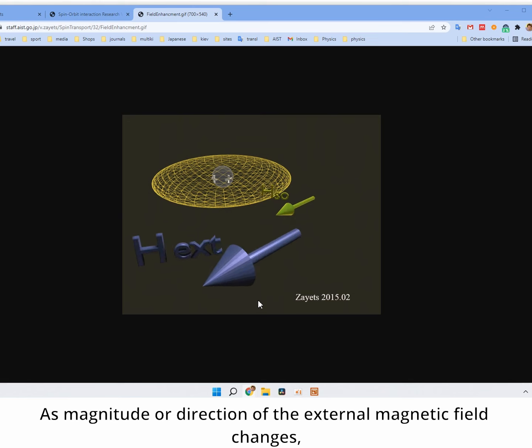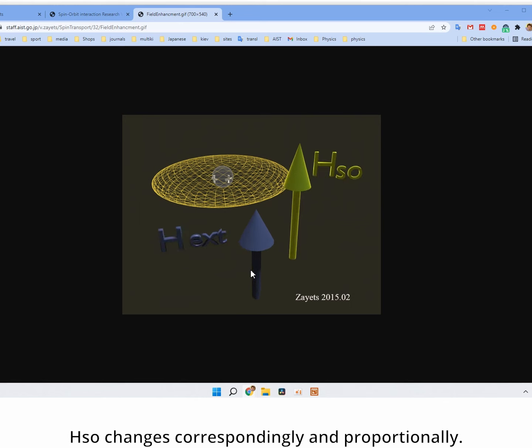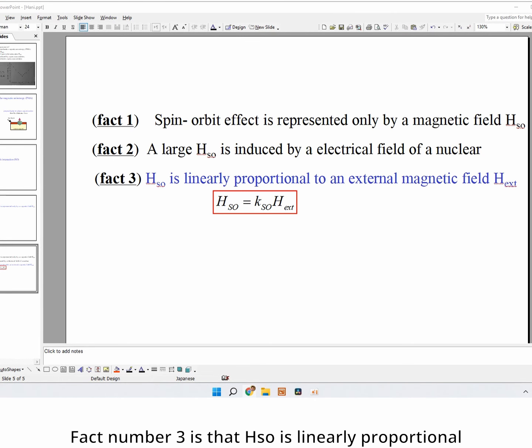As magnitude or direction of the external magnetic field changes, the magnetic field of spin-orbit interaction changes correspondingly and proportionally. Fact number 3 is that the magnetic field of spin-orbit interaction is linearly proportional to the external magnetic field. The proportionality coefficient is called the coefficient of the spin-orbit interaction. In the following video, I will show you how to measure it, how to control it, and how to engineer it.